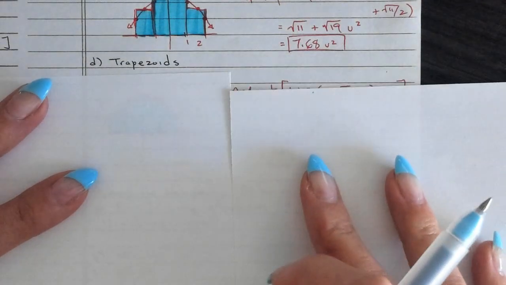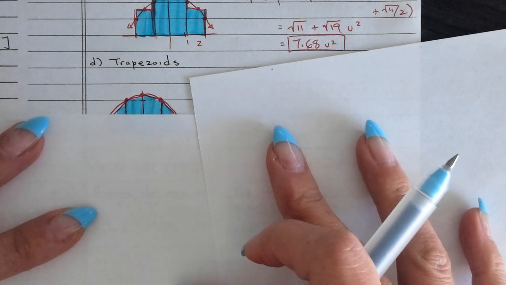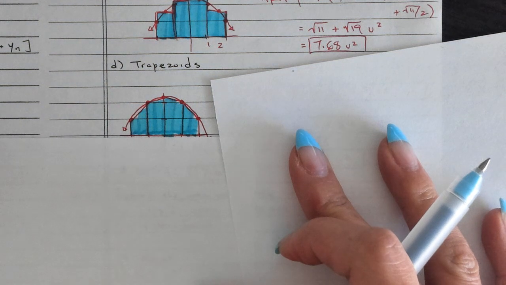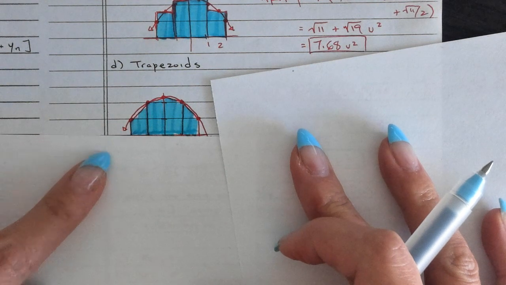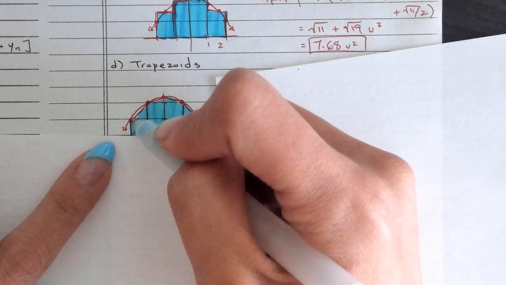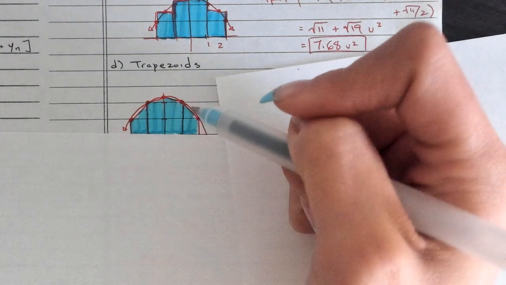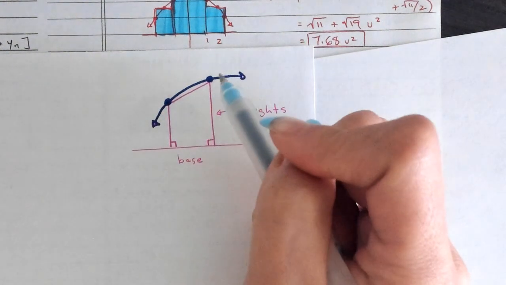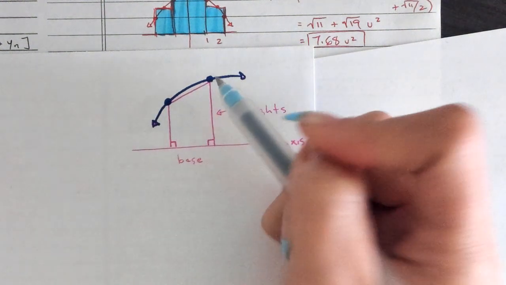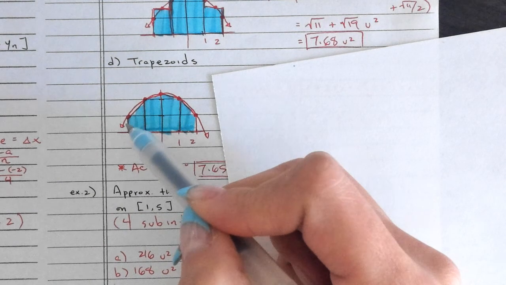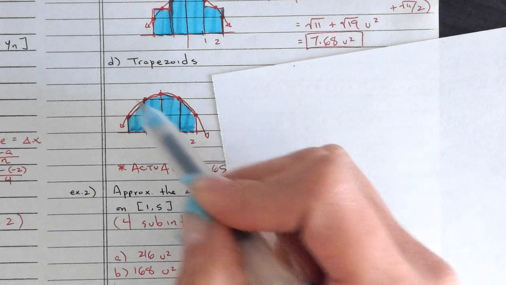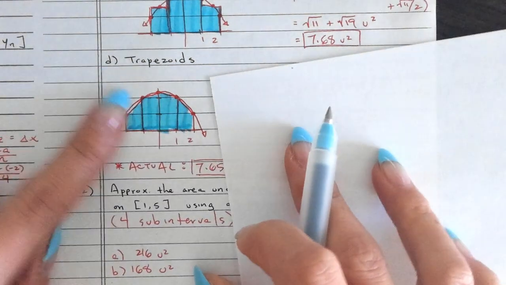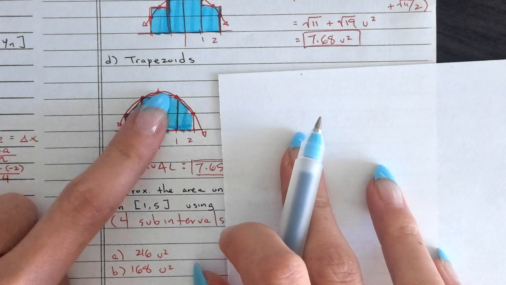Trapezoids. We're going to do the same thing with trapezoids. So for trapezoids, here's how you draw it. You draw it the same way you did A and B. And then all you do is you go ahead and connect the points to each other, because that's how the trapezoid works, right? So you have points on f of x, and then you just connect them. And then you're always going to be a little bit under, or if it's concave up, you're going to be a little bit over. But it's going to be pretty close, all right?